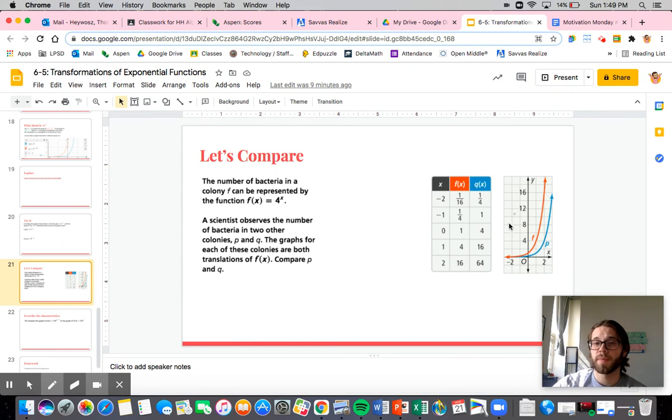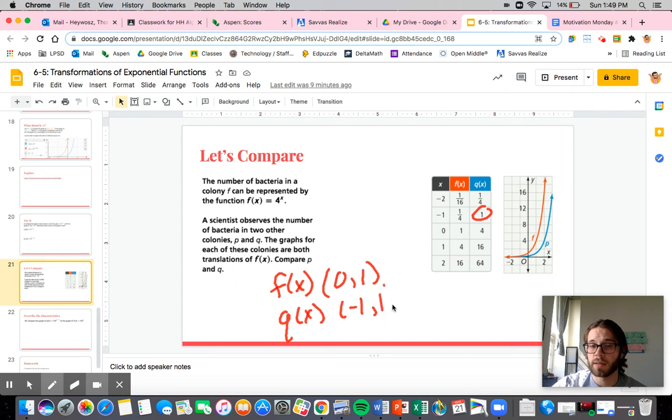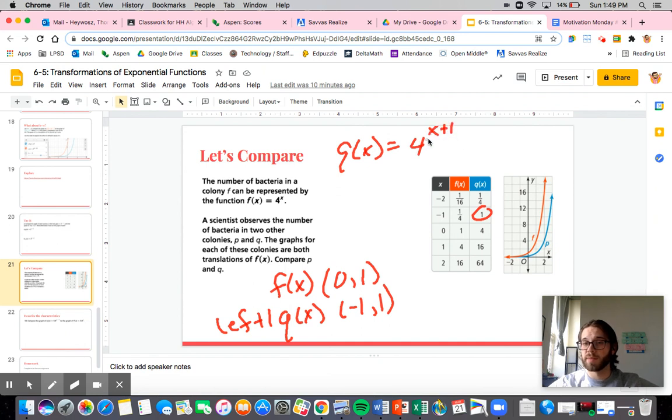So let's think of it this way. I know I have 0, 1 as my original 0, 1. So what does 1 become now for f of x? Okay, so I want to look for where y is 1. So here it is. My q of x has become negative 1, 1. Okay, so that means I have gone to the left 1. That would make my q of x this function. Remember, when you go to the left, it's plus 1.